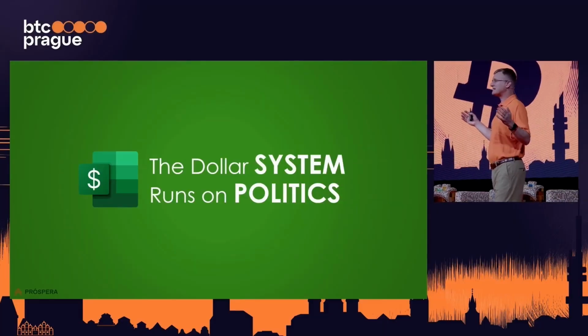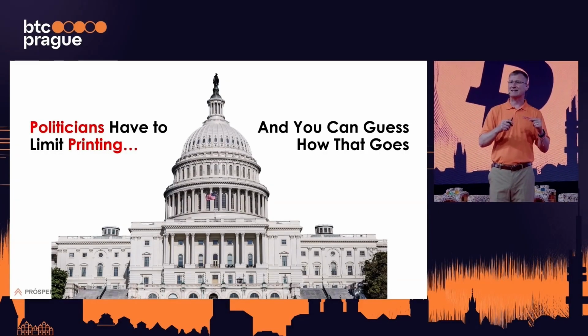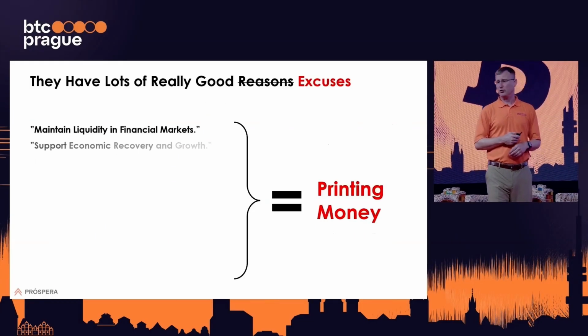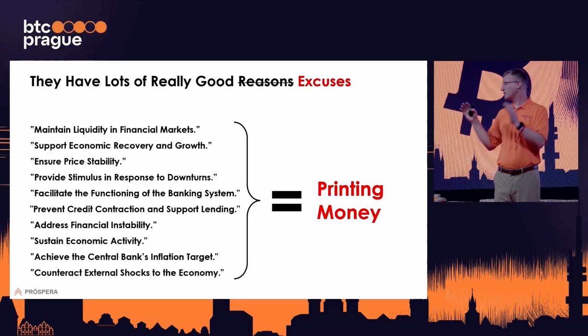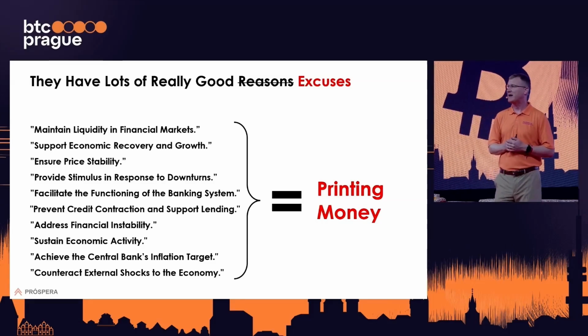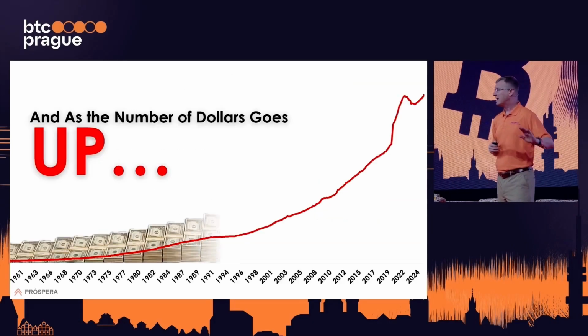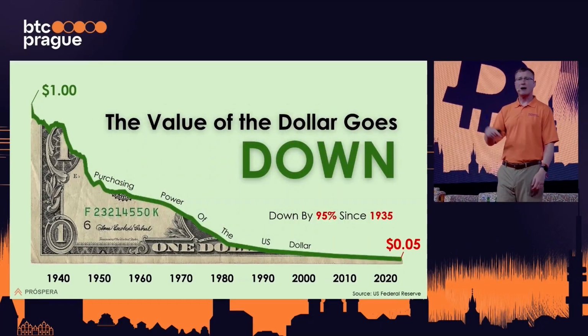The dollar system runs on politics. And the politicians that run that system are supposed to limit their spending, and they never do. Because the politicians have a bunch of reasons, which are really excuses, why they want more free money to spend, and the central banks are always happy to oblige. And again, as that number of dollars goes up, your purchasing power goes down.